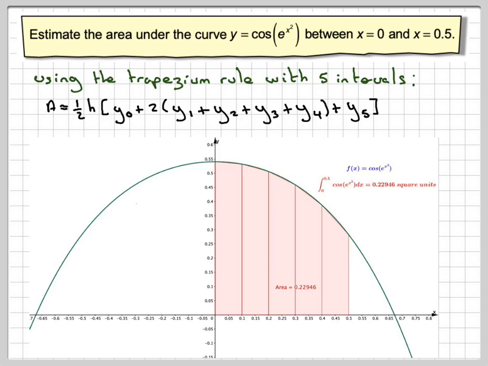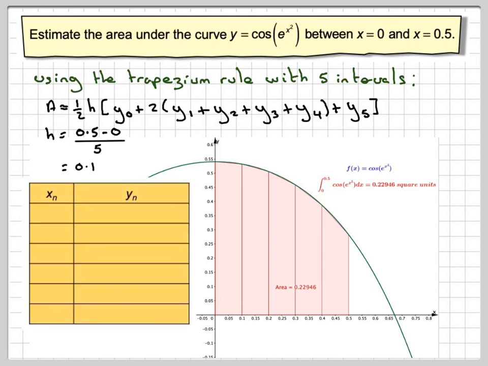Now you can actually do this in a table. H, the width, will be 0.5 minus 0 divided by 5, which is 0.1. Divided by 5 because we're going to do 5 intervals. Now you can make a table of xn and yn, and what goes down in the xn will start 0, 0.1, 0.2, 0.3, 0.4, 0.5. And basically now you work out the y value that corresponds to each of those.